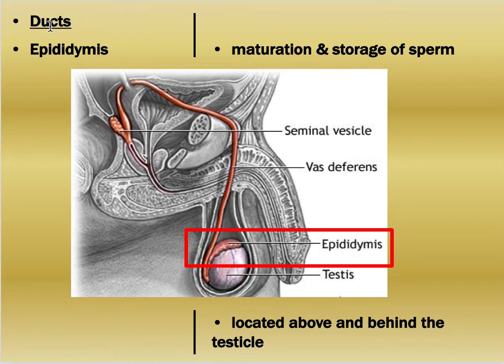First we'll talk about the epididymis. Okay, this is the maturation and storage of sperm. So once it's made, it's going to be stored there. It's going to mature there. It's going to get help with motility, some nutrients, so that way it can still survive. And it's going to be located up here above and behind the testicle there.